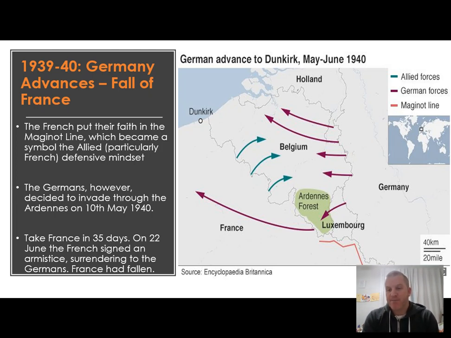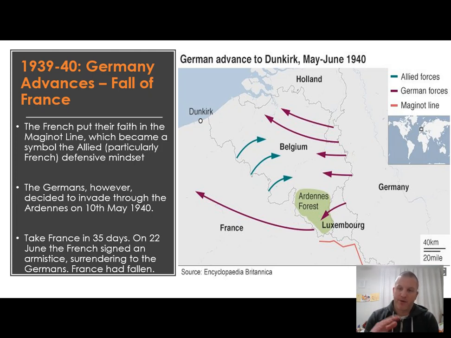and they've taken France. So what took the great imperial German forces 4 years of slugging their way through France, and they still don't even take Paris or any of the great places in France, it takes Hitler and his army 35 days. And so, on the 22nd of June, the French sign this armistice, surrendering to the Germans, and France has fallen.